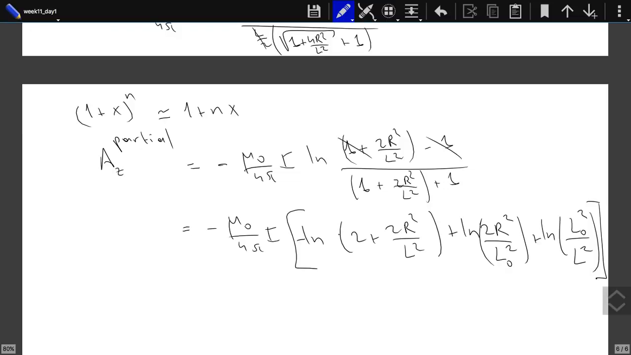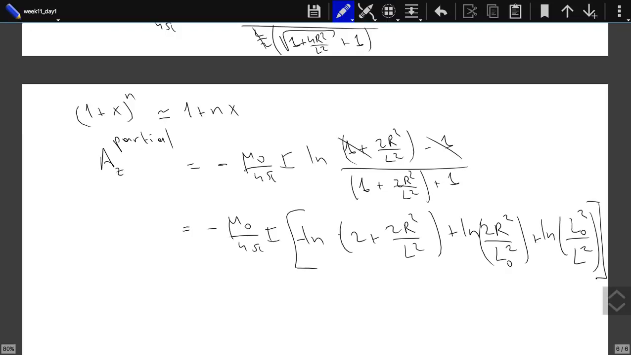What is L0? Well, kind of an arbitrary length. Just like in electrostatics, we chose an arbitrary point to set the electrostatic potential to 0, and this basically corresponds to a similar length. It is just arbitrary. In fact, this expression doesn't even depend on L0 because here you have minus the logarithm of L0 squared, here you have plus the logarithm of L0 squared, they just cancel each other.